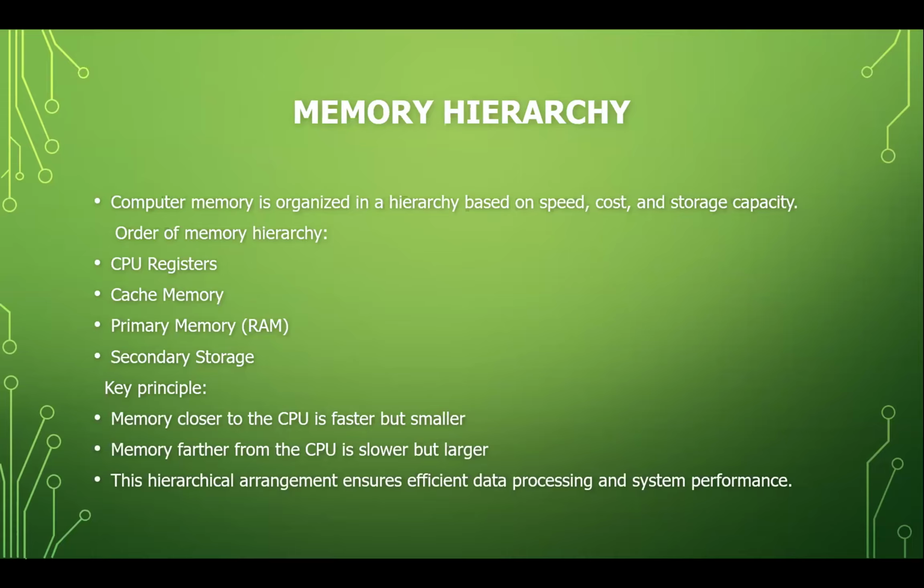There's an inverse relationship at play. As you move down the hierarchy, the speed decreases, but the capacity increases and the cost per unit decreases. Moving up the hierarchy, the speed increases, but the capacity shrinks.